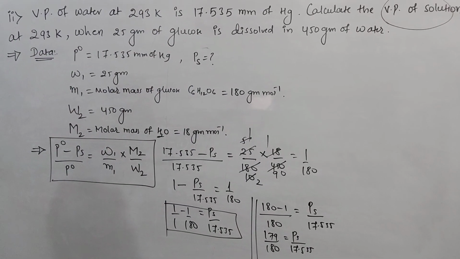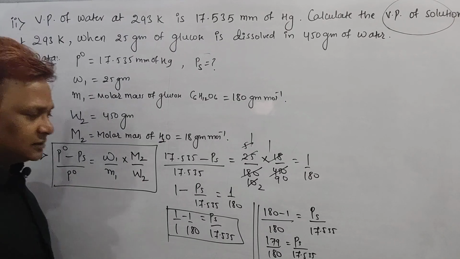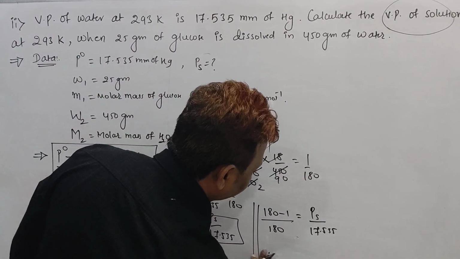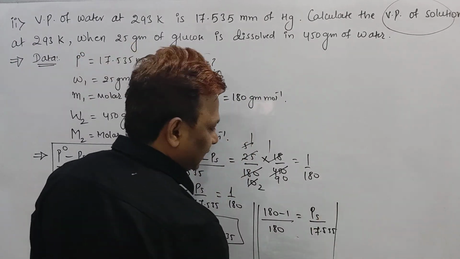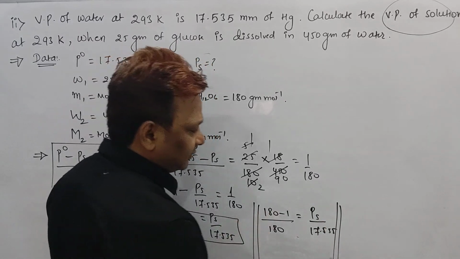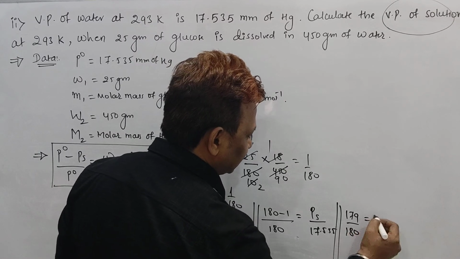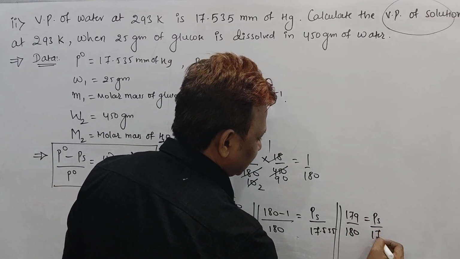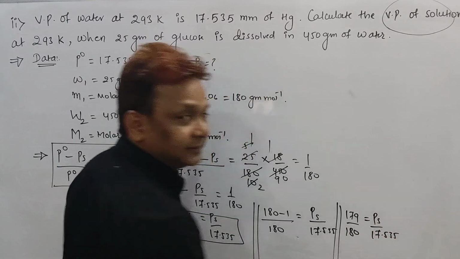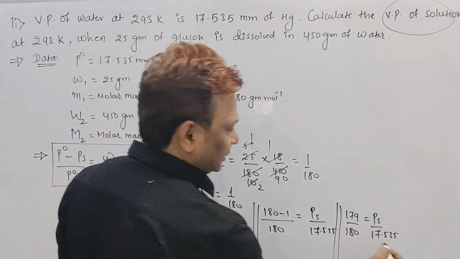Now, the second part, I think you are unable to see this part. Wait, I will write on this side. So now, again if you solve it, 180 minus 1, 179 by 180, is equal to PS by 17.535. I want to get the PS now.